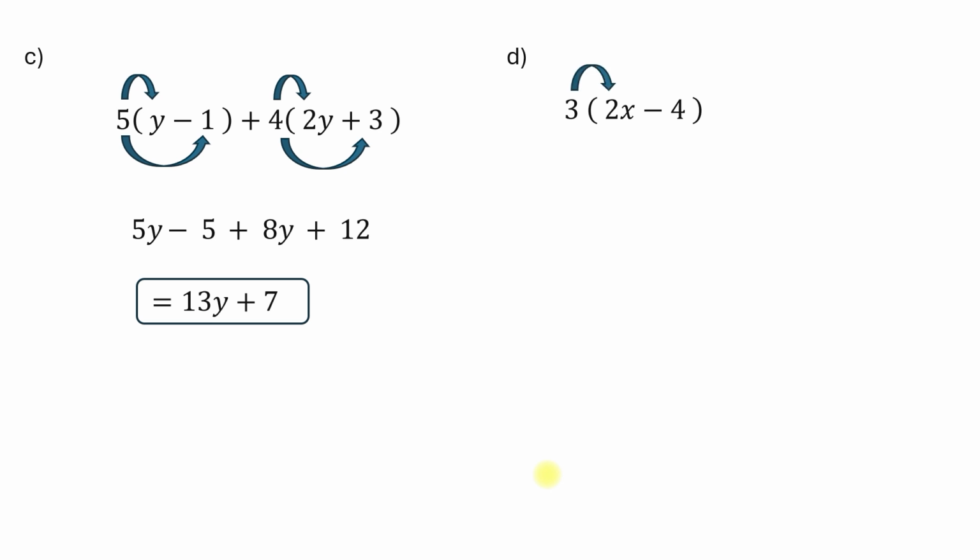Question D, expand. 3 times 2x is 6x. 3 times negative 4 is negative 12. And there's our final answer.